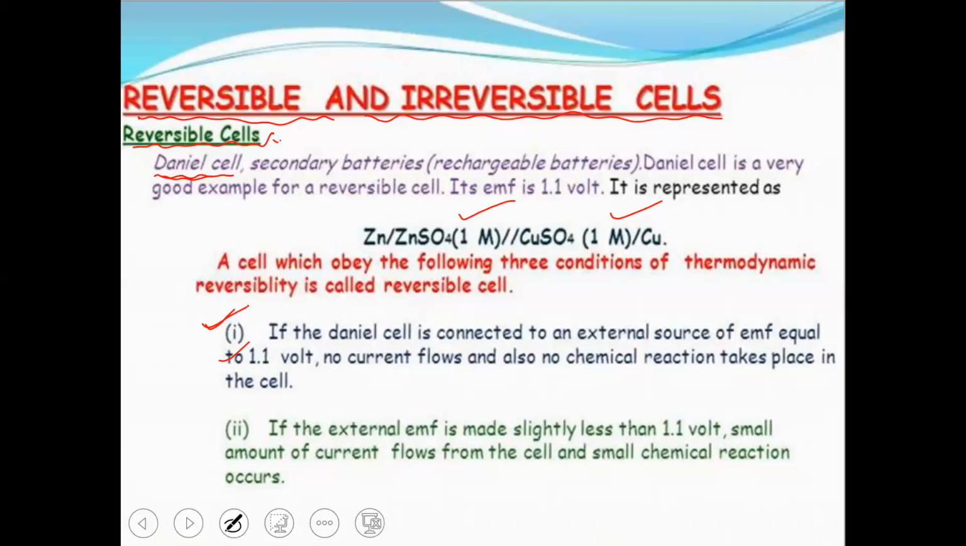And the next condition. If the external EMF is made slightly less than 1.1 volts, then a small amount of current flows from the cell, and also a small chemical reaction occurs in the cell. So this is the second condition.